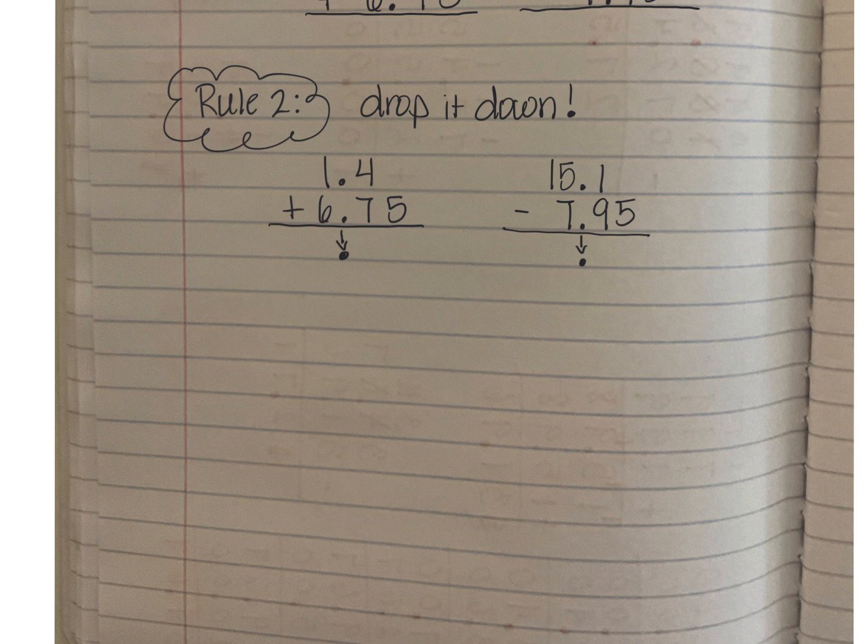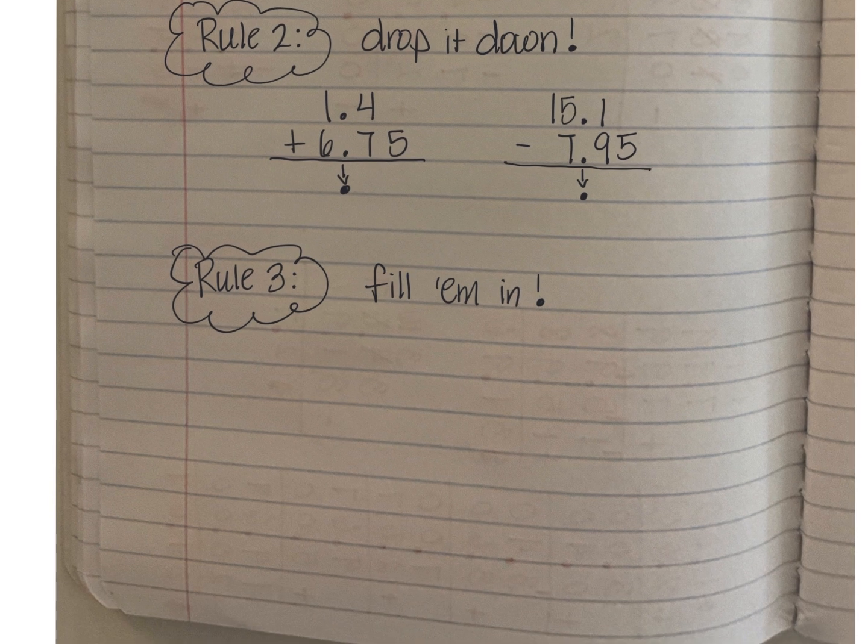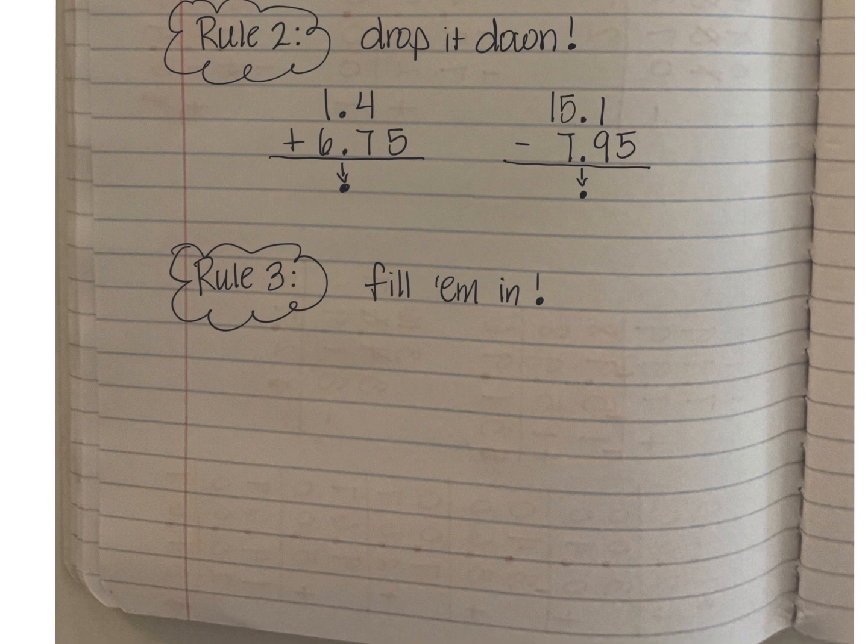The final rule, rule number 3, is fill them in. Fill them in. Okay, and what that means is any empty spots we have, what are we going to fill it in with? 0. All right, so we drop that decimal down, line it up.